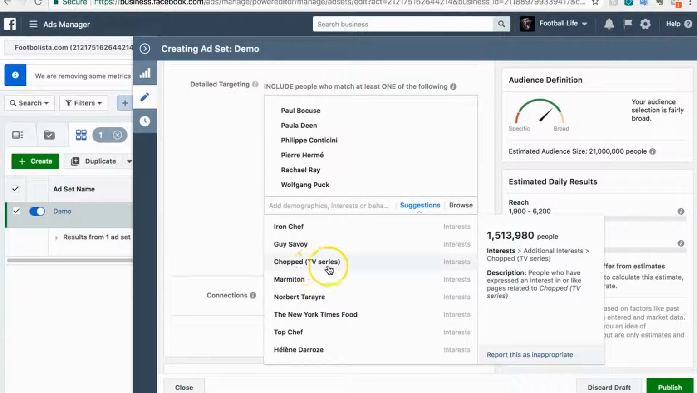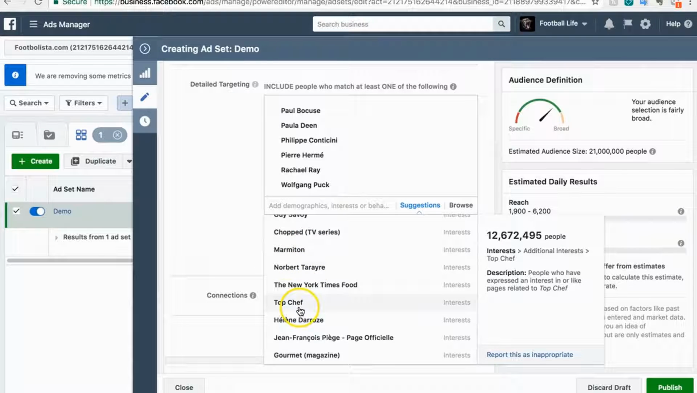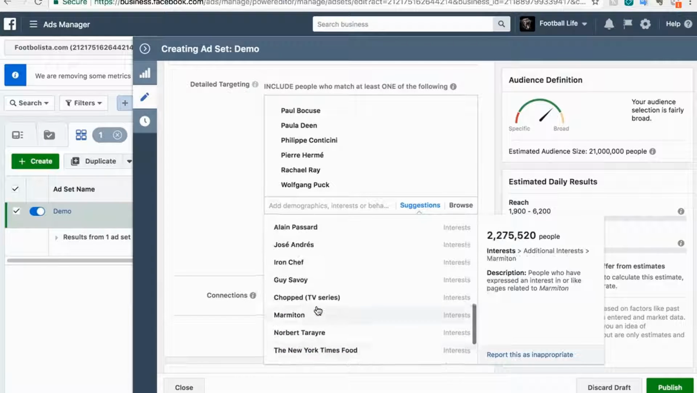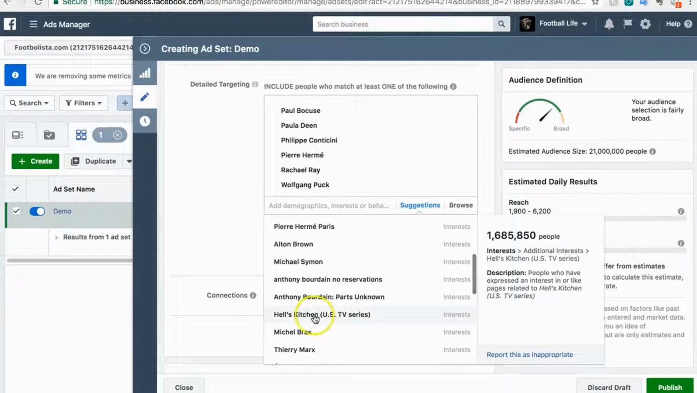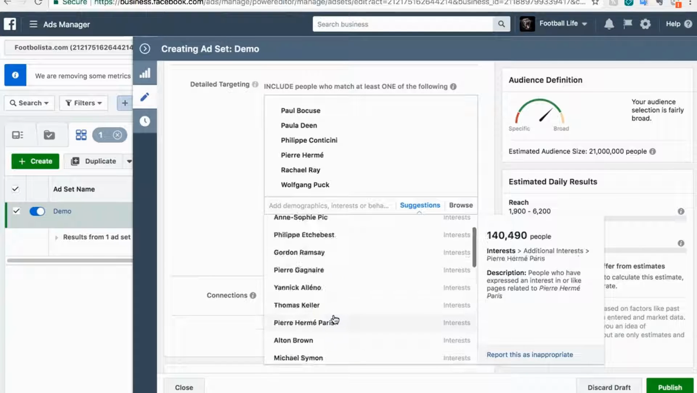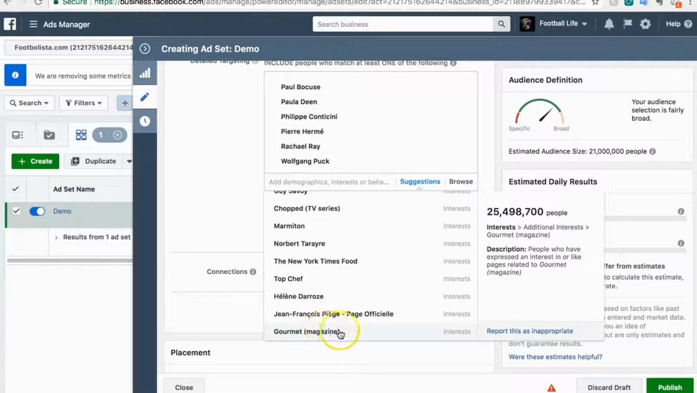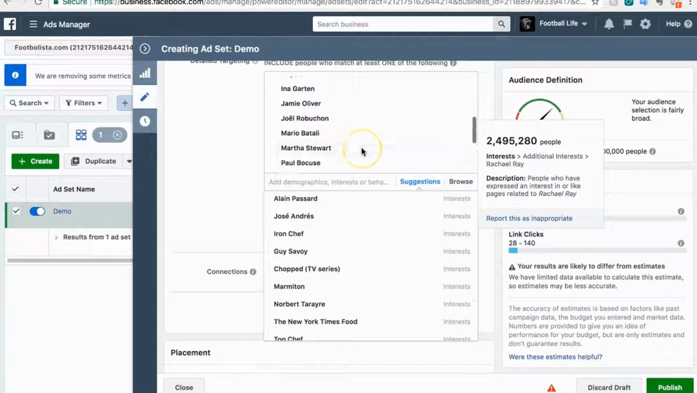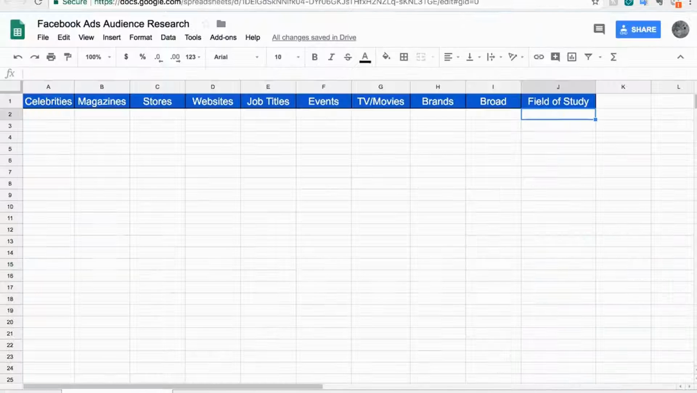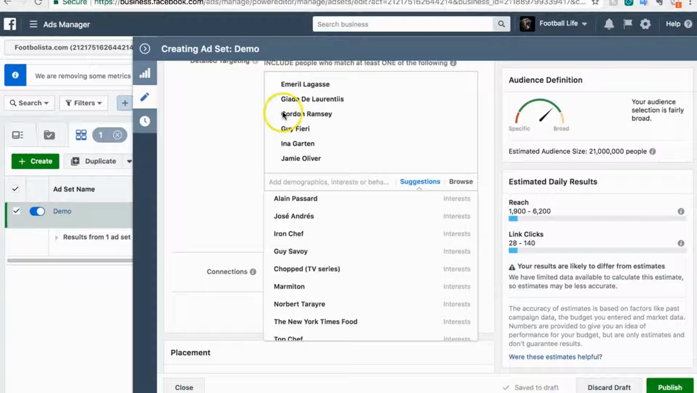I can see the TV show's name popping up. The TV show name is right here. They're popping up. I see, if you scroll down, the magazine names are popping up. I'm not selecting any of that. I am just worrying about one thing at a time right now. I'm just looking for the celebrity to see if I can find enough celebrities.